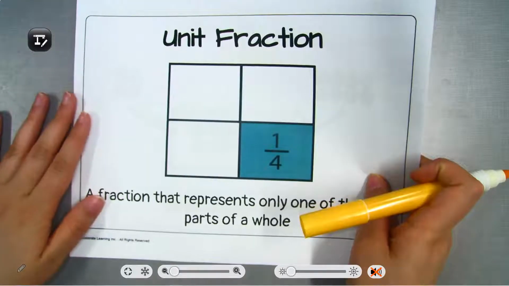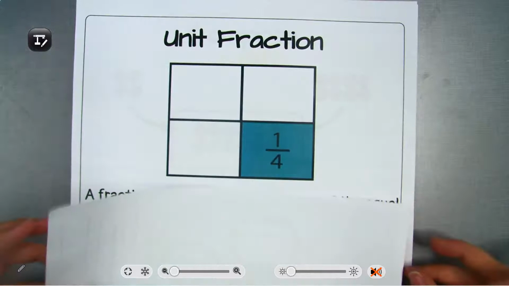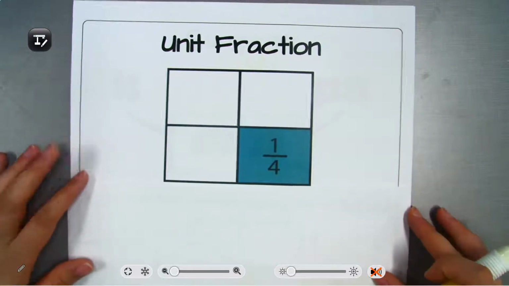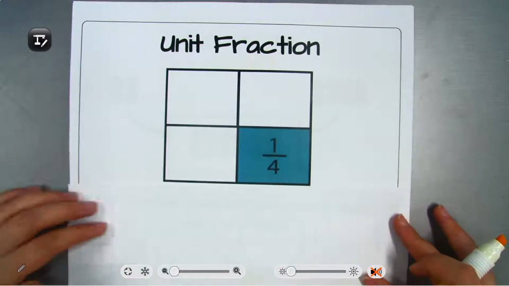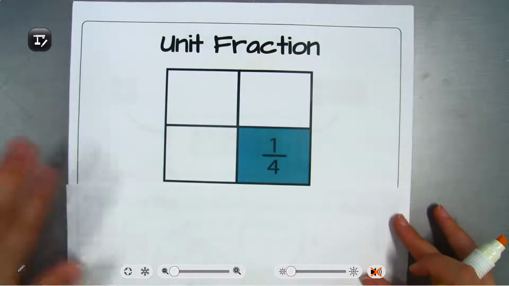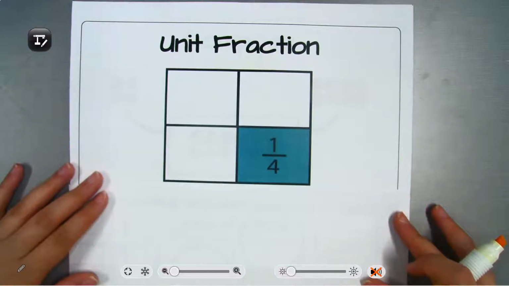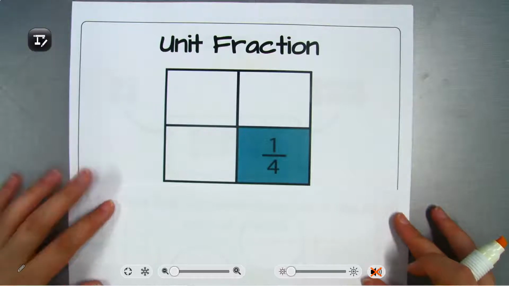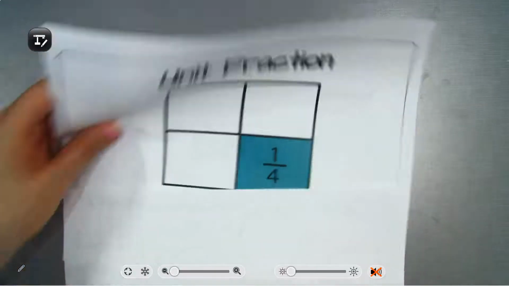What is a unit fraction? I'm not going to show you the definition yet, because we're going to come back and come up with the definition, and then see if we're close. So I'm just going to leave you with this picture right here. What do you think a unit fraction is? I want you to pause the video, and on a piece of paper, tell me just by looking at the picture what you think a unit fraction is. We're going to come back to that in a little bit.